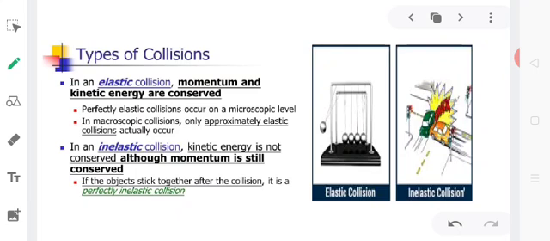Perfectly elastic collisions occur on a microscopic level. In macroscopic collisions, only approximately elastic collisions actually occur. While in an inelastic collision, kinetic energy is not conserved, although momentum is still conserved. Now, if the objects stick together after the collision, it is a perfectly inelastic collision.